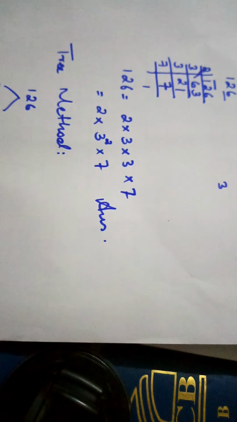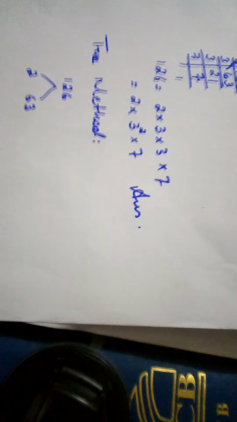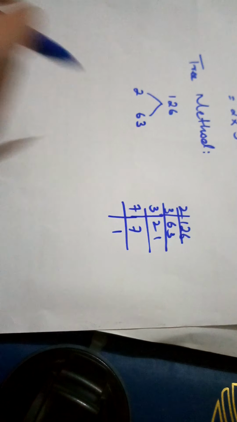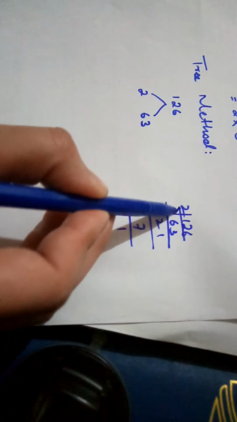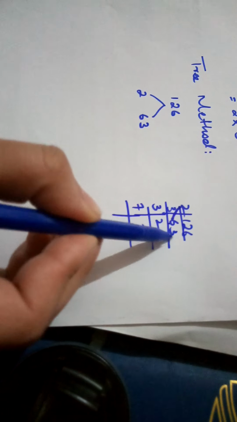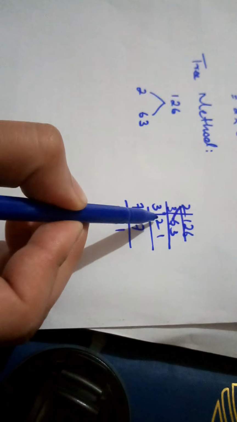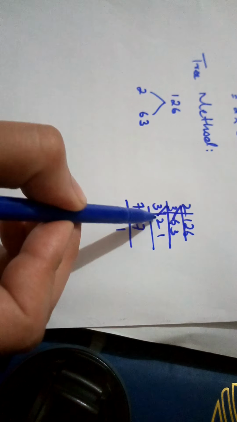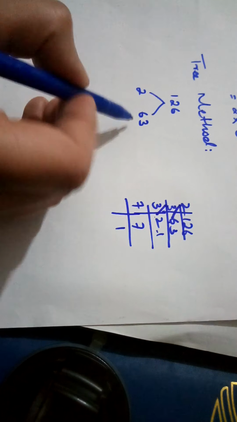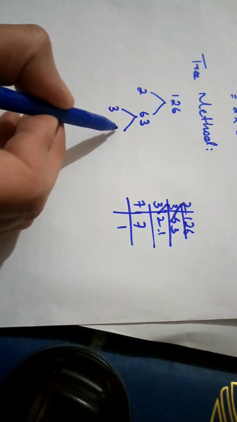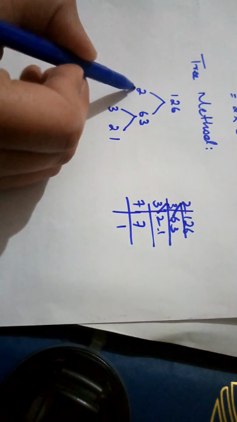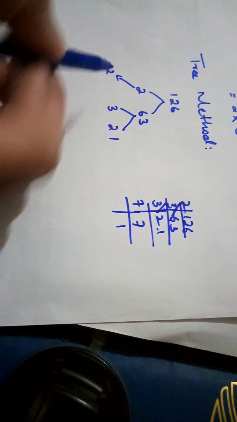2 threes are 6, so 63. 2, 63. Now first solve 126, make the two factors of 126: 2 and 63. Now 63 is divided by 3: 3 twos are 6, 3 ones are 3. So break this 63 as 3, 21. Move this 2 exactly downward.